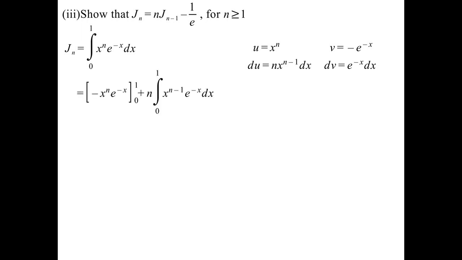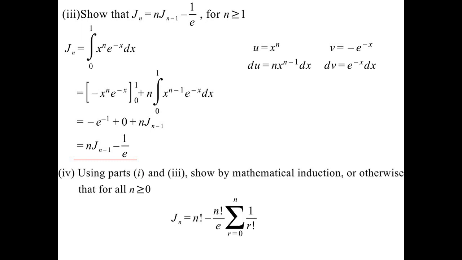Part 3 then. We're going to create a reduction formula. Okay, there's our integral. I'll let u equal x to the n. That means dv is e to the minus x. uv minus integral of v du. Yes, the second term there is in the form of Jn minus 1, so I can call that n times Jn minus 1. Play around with it. Got the answer. So 1, thank you very much. 2, 3, okay.